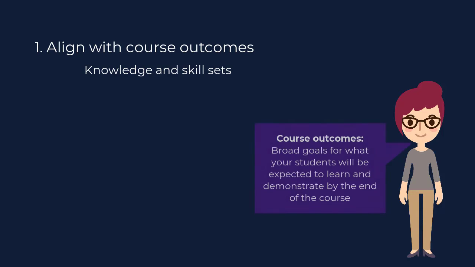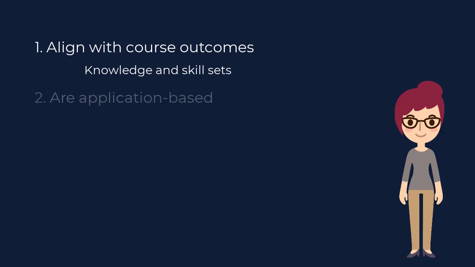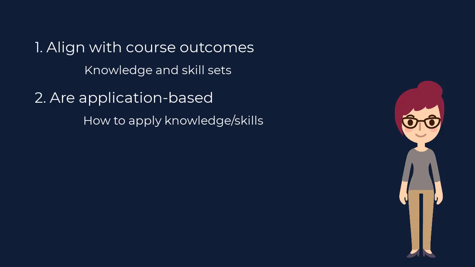Course outcomes are broad goals for what your students will be expected to learn and demonstrate by the end of the course. As you break down your course outcomes into smaller units of learning or modules, learning objectives become the more specific goals which help students accomplish the course outcomes. Assignments are application-based, where students apply what they have learned to a new situation, where they need to think critically and determine what knowledge and skills should be used to complete the task, and how they should be applied.